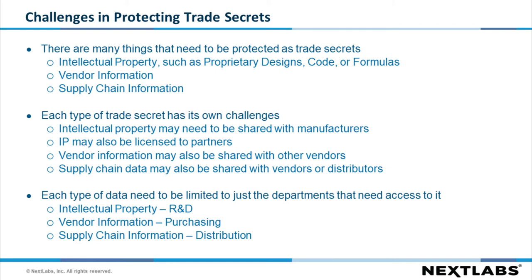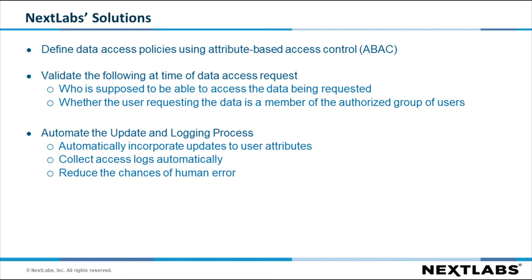The safest way to protect such data is to have it only accessible on a need-to-know basis, so that as few people as possible are able to access that information. NextLabs dynamic authorization technology allows organizations to define data access policies using attribute-based access control, or ABAC, which allows policies to be evaluated at the time of data access. This means that changes to user and data attributes will be automatically incorporated into policy evaluation.